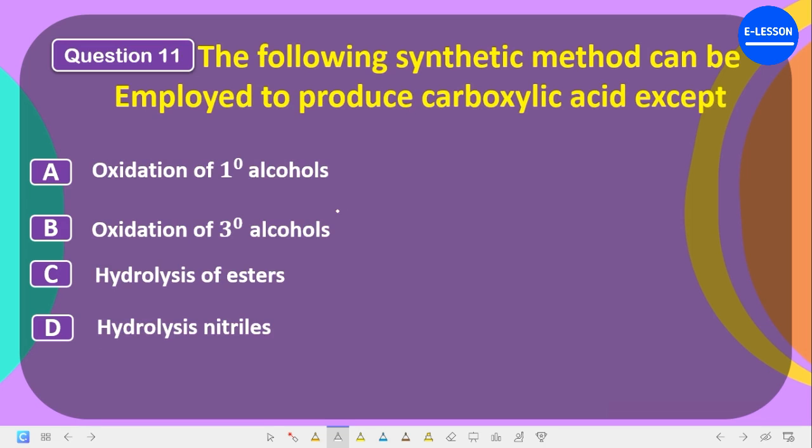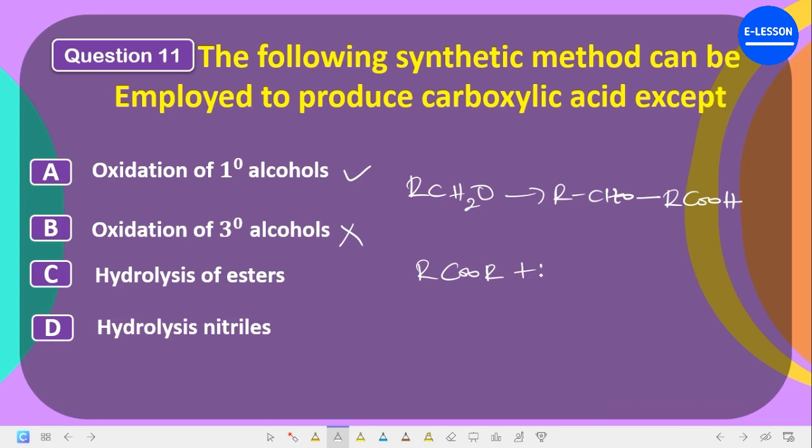The next question says the following synthetic methods can be employed to produce carboxylic acid, except. Now we have the oxidation of primary alcohol. That is true. When primary alcohols are oxidized, they give aldehyde. Now when these aldehydes are further oxidized, they will give the carboxylic acid. Now, oxidation of tertiary alcohol. Tertiary alcohols are not readily oxidized. Hydrolysis of esters. Now, when esters are hydrolyzed, they give what? The carboxylic acid. For now, the reaction conditions are not really important.